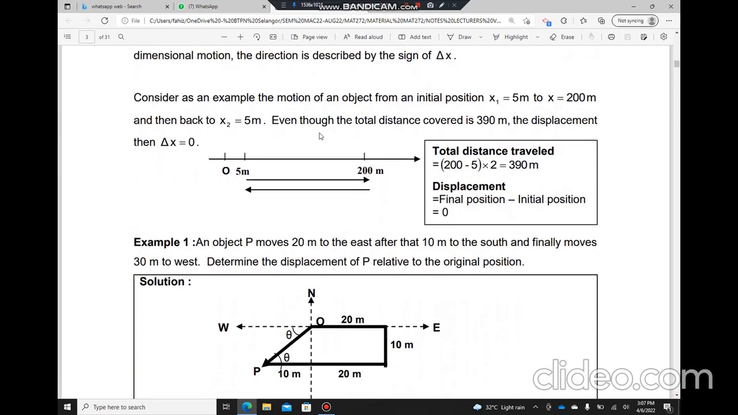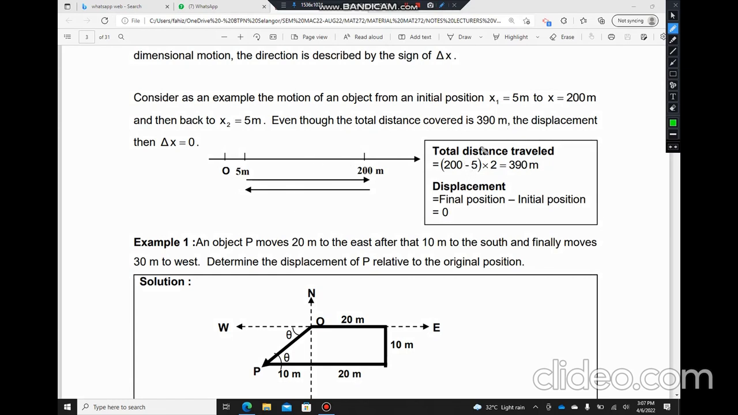Consider as an example, the motion of an object from an initial point x1 equals to 5 meter to x2 equals to 200 meter and then back to x2 equals to 5 meter. Even though the total distance covered is 390 meter, the displacement delta x equals to 0. Okay, so dalam kes ni, kita boleh tengok satu contoh beza antara distance dengan displacement.